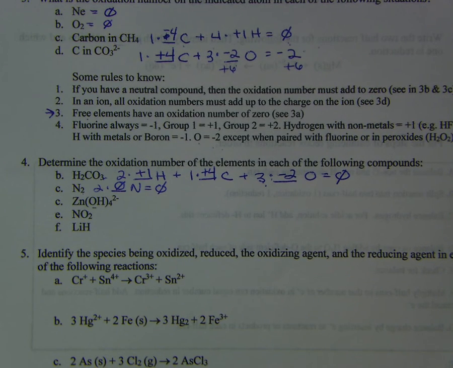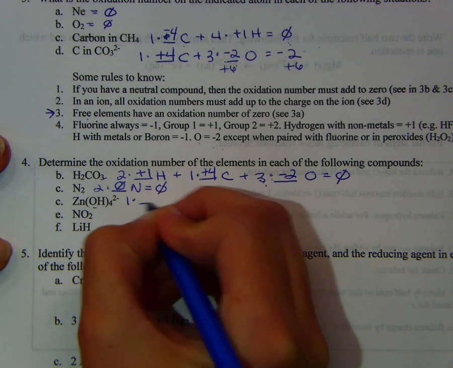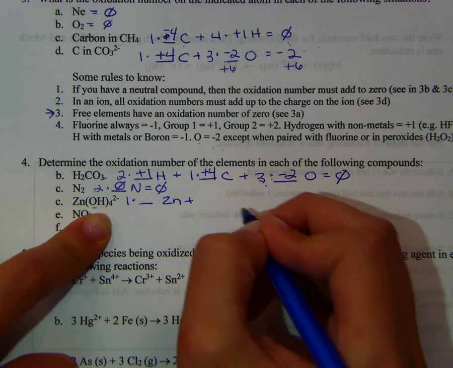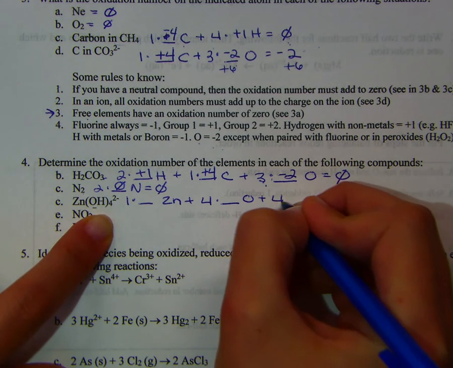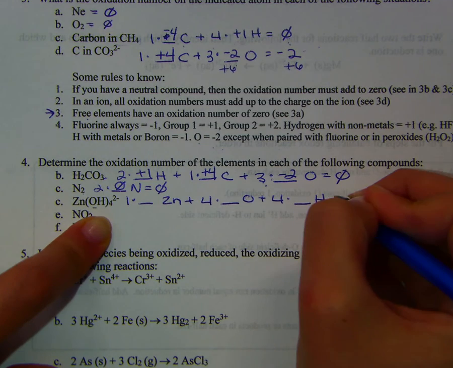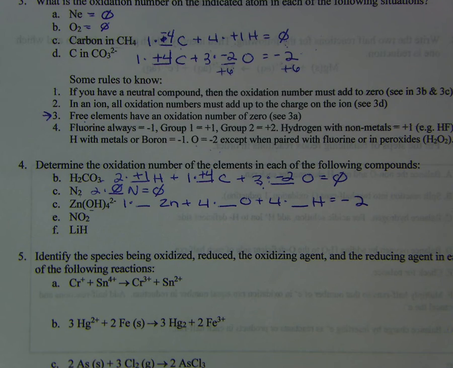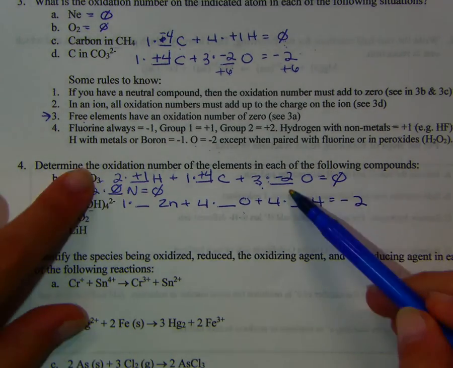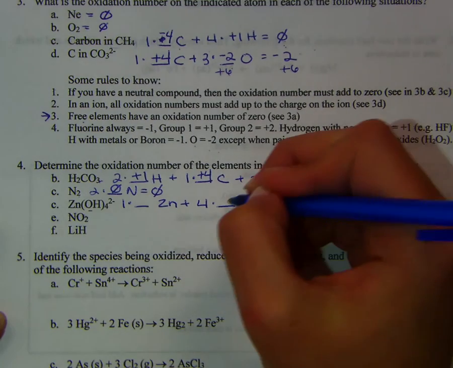Moving right along, we have an ion now. An ion means that everything's going to add up to the charge. So I have 1 times the charge on zinc plus, look down here, I have a 4. Don't forget your 4. 4 times the charge on my oxygen plus 4 times the charge on my hydrogen. And that is going to equal a -2. Okay. Everything so far so good. Now, hydrogen and oxygen still have the same thing as up here, right? We have oxygen -2 except paired with fluorine and peroxides. There is no peroxide. I only see 1 oxygen in there. So this is going to be -2.